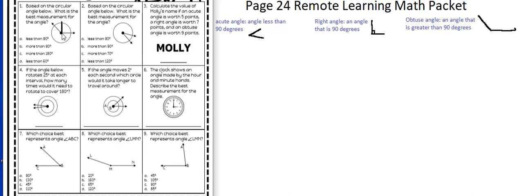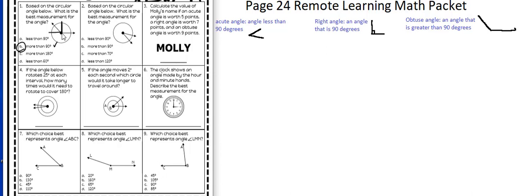More than 90 degrees, well, it is definitely that, but let's check the others. More than 180 degrees. 180 degrees would be a straight angle, which is basically a line. So it's not that. Less than 60 degrees. Well, if it's not less than 90, it's not less than 60. So we're going to go with B.